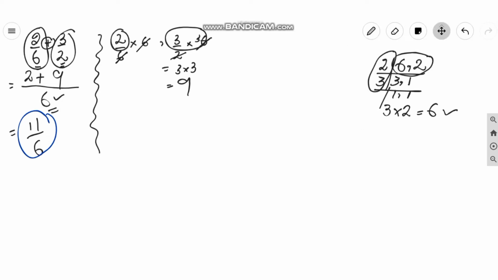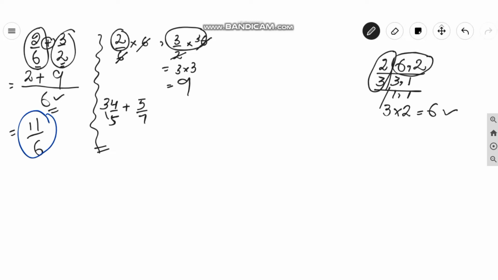Now to make it more clear, let's consider another example. This time we are given a question. This is our given question and we have to summarize it.